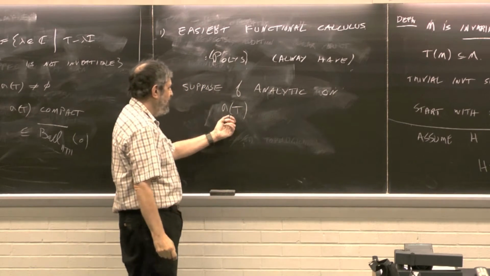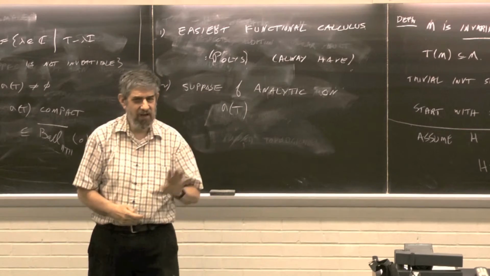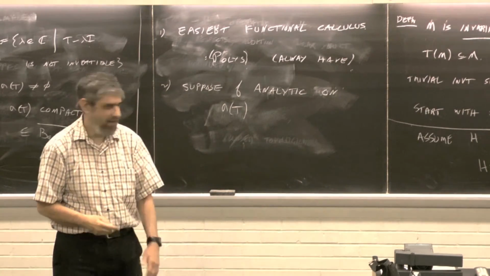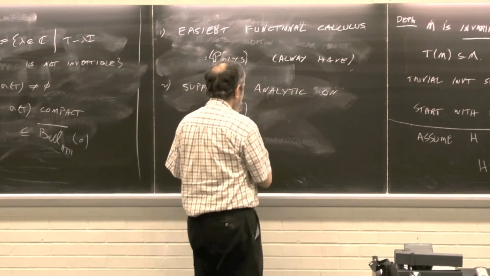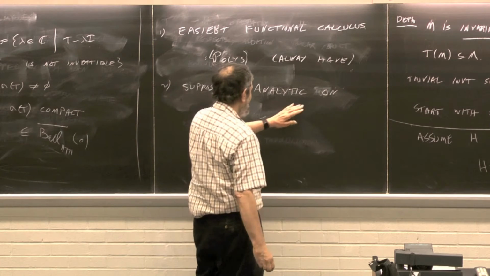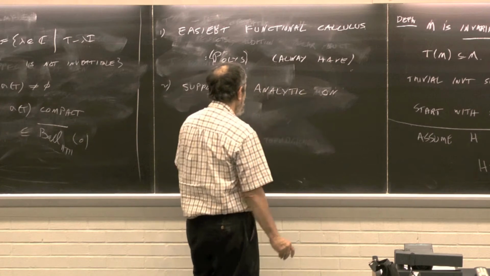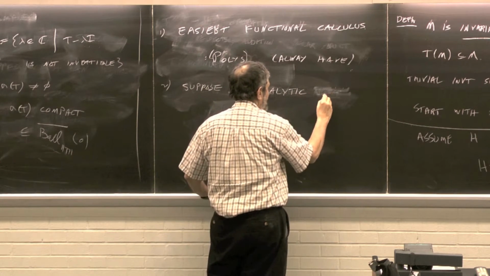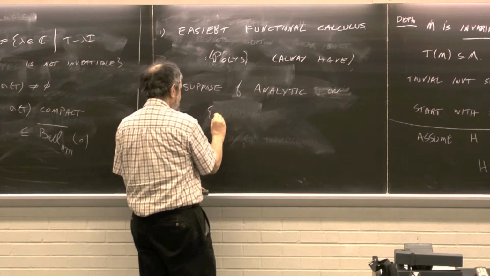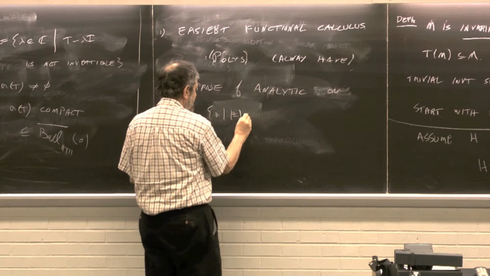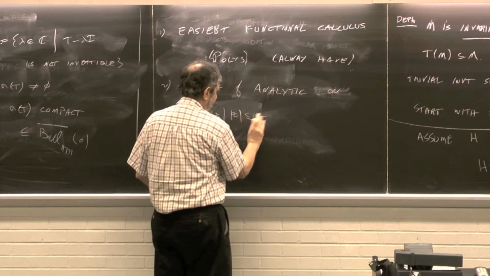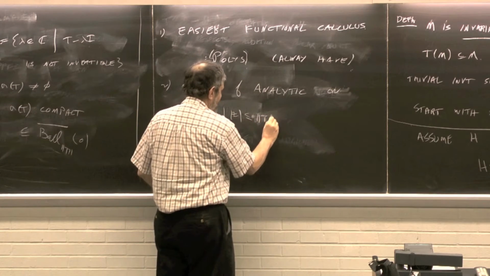Remember, when you talk about a function being analytic on a closed set, you mean it's actually analytic on a neighborhood, an open set containing that. Well, that's going to be a little bit of the punchline. Let's suppose first of all that it's analytic on the set of z's such that absolute z is less than or equal to the norm of T.